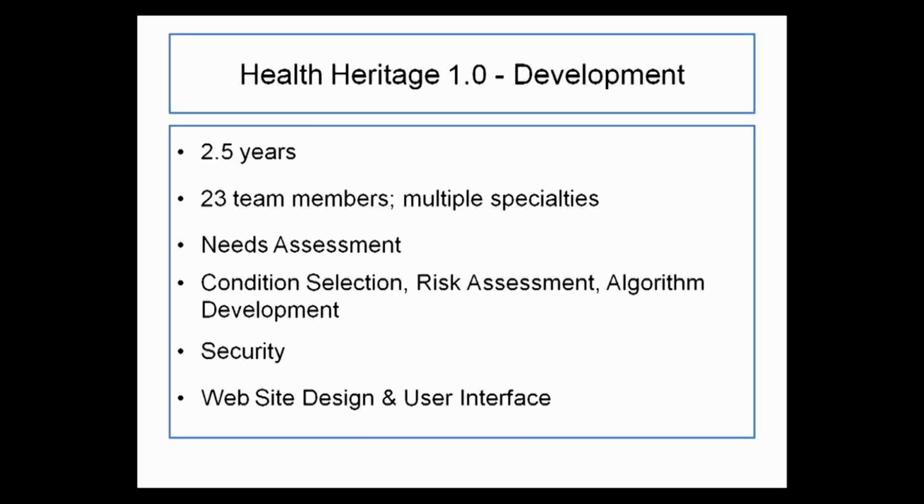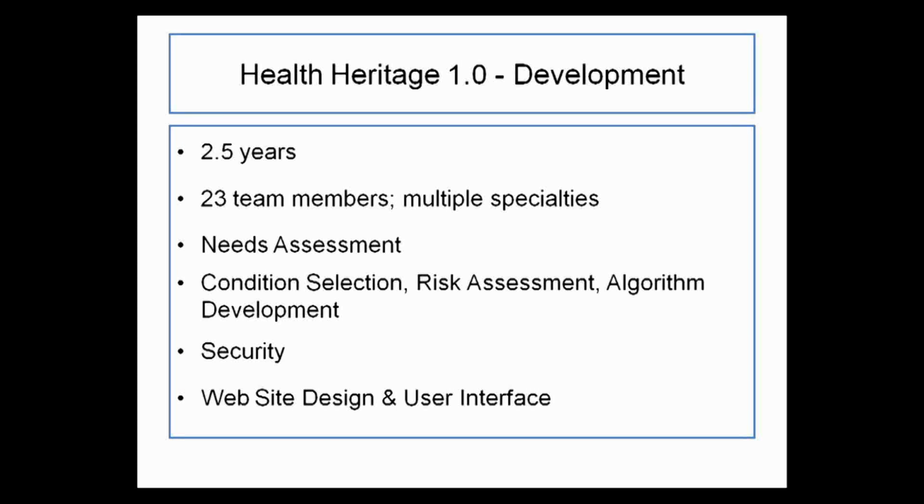And so it took us about 2.5 years to develop Health Heritage. There were a lot of different disciplines represented. We did a really intense needs assessment to understand what patients wanted, what primary care physicians wanted, what genetic counselors wanted, what geneticists wanted. And we developed our process for deciding how to pick different conditions in these disease areas, how to go about computing the risk, and especially when there was not a lot to guide us.